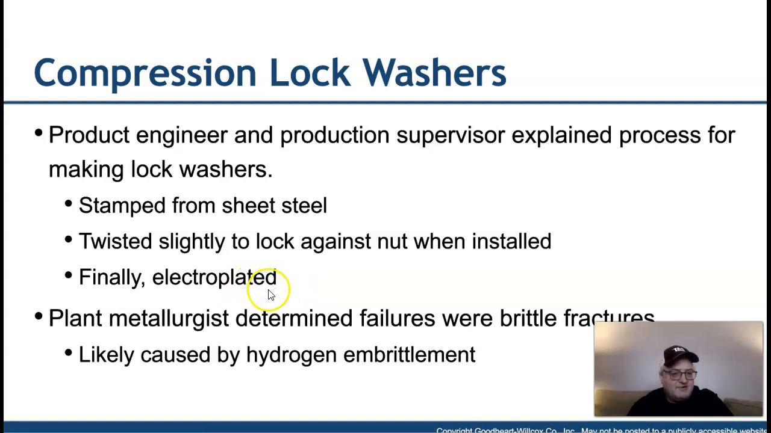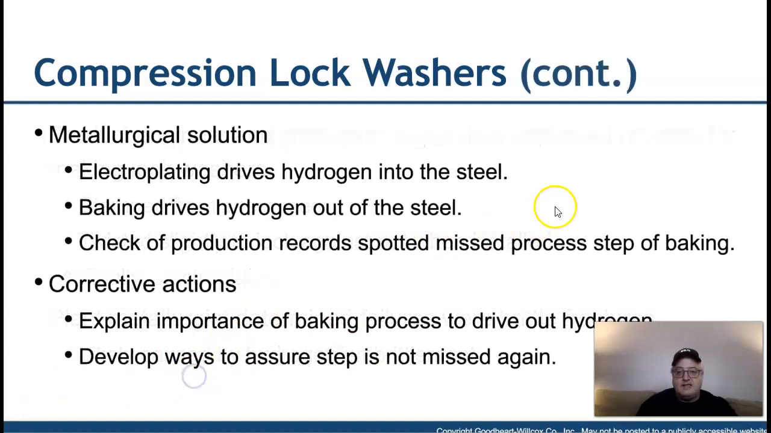We'll talk about different types of coatings and finishings and platings in this class as well. The plant metallurgist said the likely cause of these brittle fractures was hydrogen embrittlement. We'll talk about what that is and what that means as well. In this case, they changed the process. They had to take some corrective actions to the process to make sure that that didn't happen again. And of course, for a company to do something like this, you want to document all those changes as well.